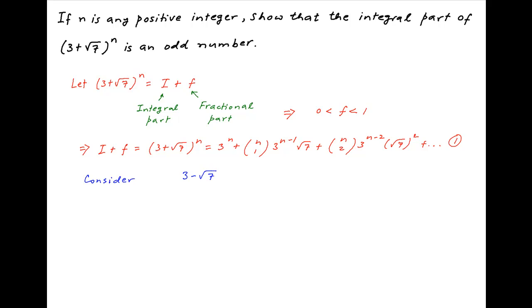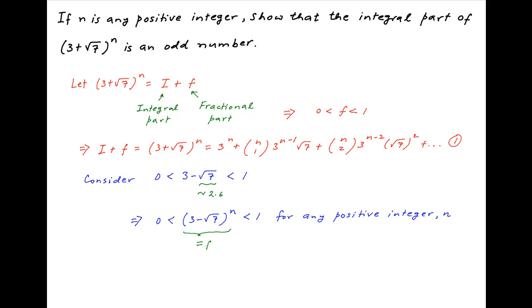Now consider the number 3 − √7. √7 is approximately equal to 2.6. Therefore, the number 3 − √7 is a proper fraction, that is, it lies between 0 and 1. Now, a proper fraction raised to the power n, where n is a positive integer, is also a proper fraction. Therefore, (3 − √7)^n also lies between 0 and 1. Let's denote (3 − √7)^n by f'. Therefore, f' lies between 0 and 1.